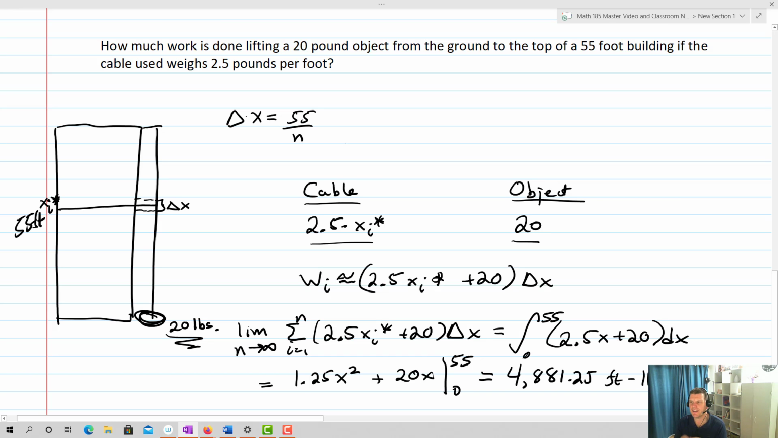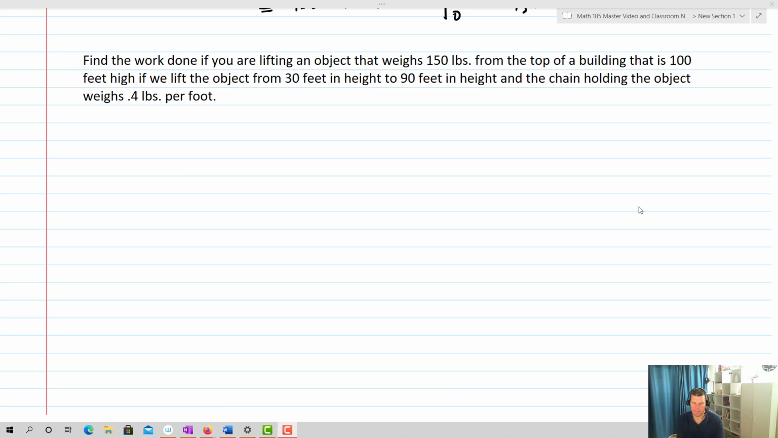Okay? So this gives us another variation, something that we can think about as we are setting up our work problems, when what we're looking at is varying forces. What we're going to look at in just a second is, well, what happens if we vary our distances? So now let's take a look at a different problem, with a slightly different idea.